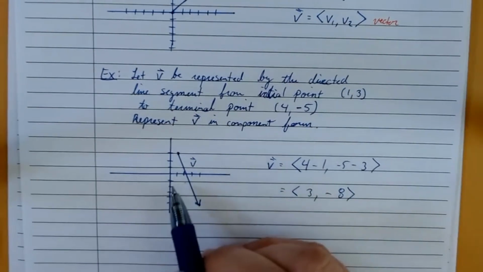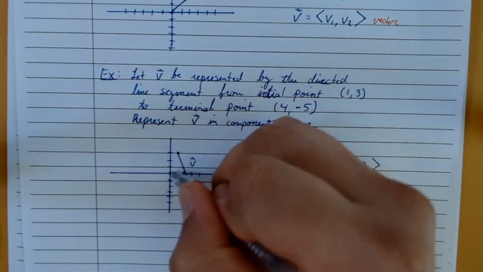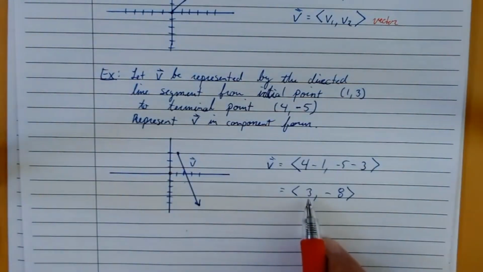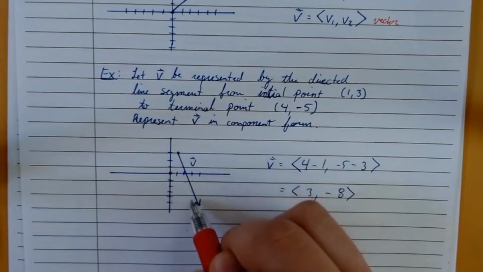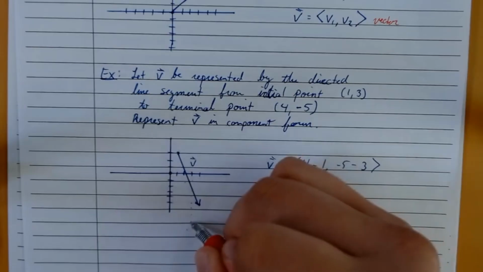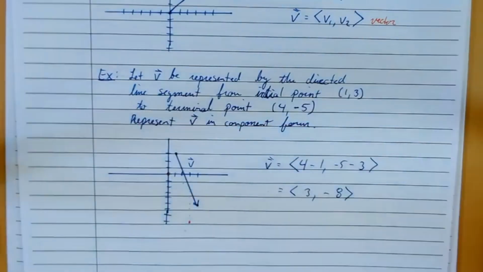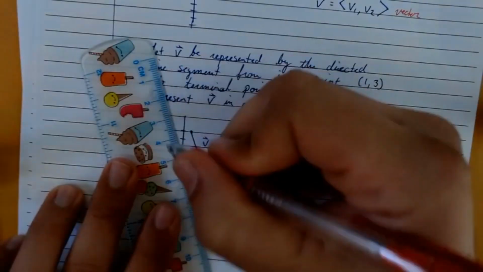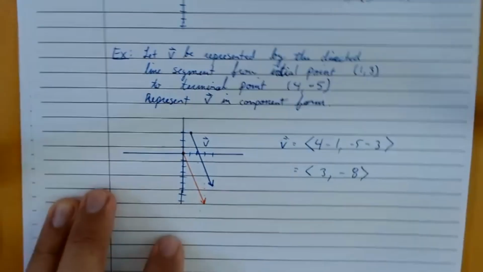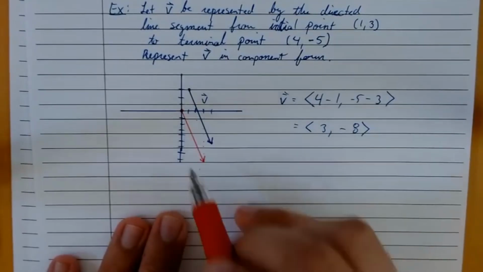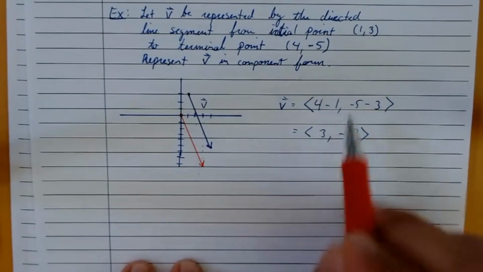Visually, what that looks like is, let's draw another vector that starts at the origin and has a terminal point at (3, -8). 1, 2, 3, down 1, 2, 3, 4, 5, 6, 7, 8. Right down there. And when I draw that, even with a crude hand-drawn illustration here, these do at least appear to be the same vector, and in fact they are.